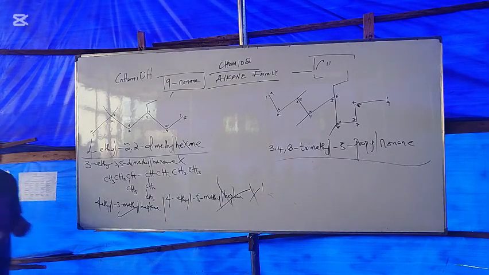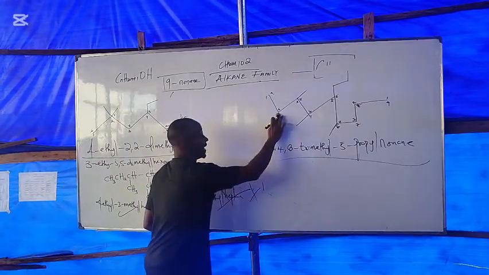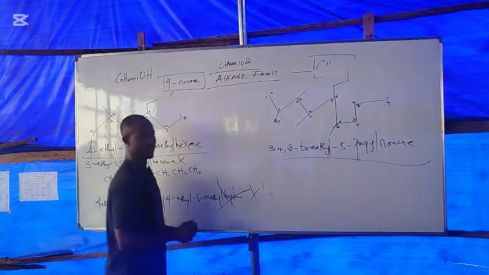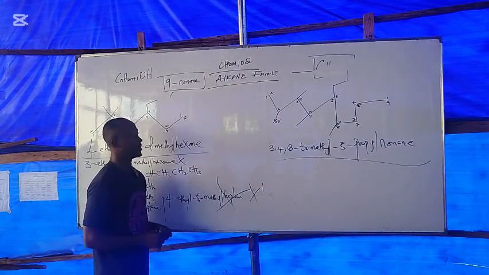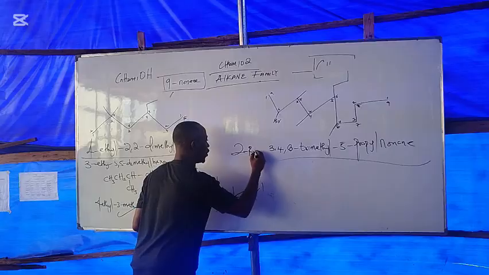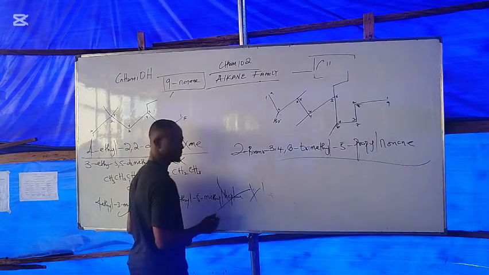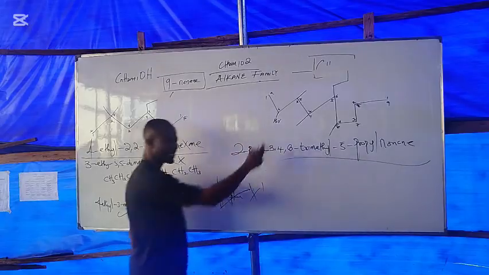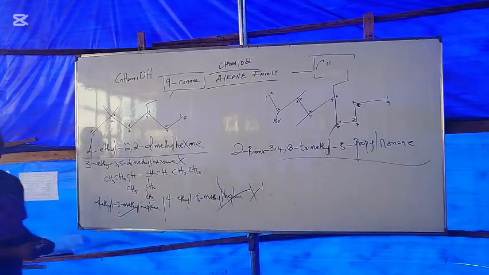What if there's something like Br here? Br, what is it? Bromine is what? Bromo. 3, 4, 6-trimethyl, 5-propyl nonane. Clap yourself again.